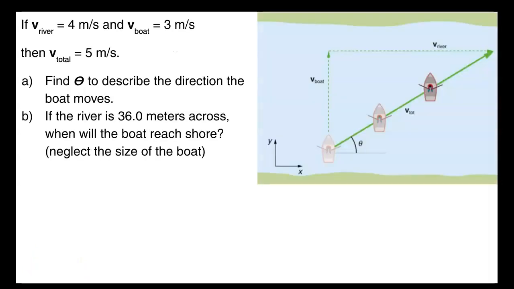Let's start by going back to this problem with the rowboat in the river. We now have 2 questions added to it, besides just what is the total speed of the rowboat in the river's current. So we know that the v total is 5 meters per second, and we know that the direction is given by that angle theta there. We're being asked to find theta to describe the direction the boat moves, and if the river is 36.0 meters across, when will the boat reach the shore? Neglect the size of the boat.